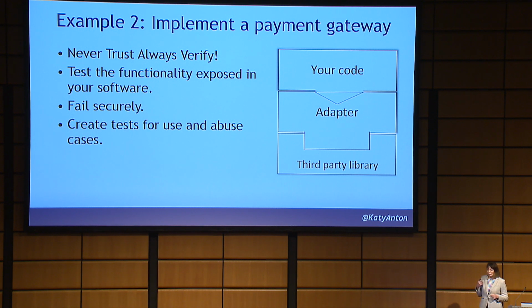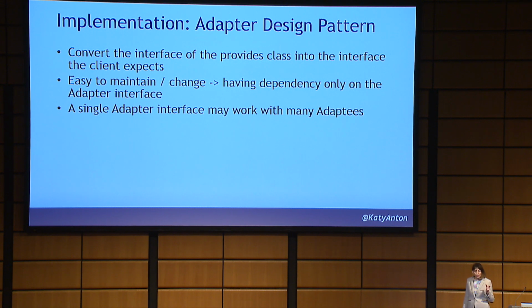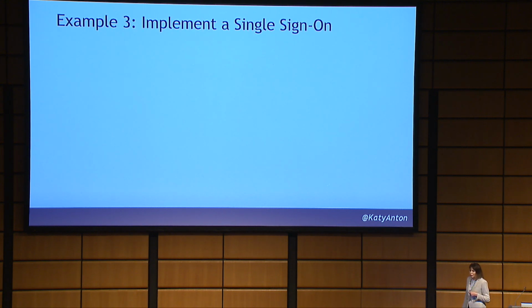So put extra controls into your software, test the functionality that you expose into your software, implement test cases for both use and abuse cases to give your software the mechanisms to protect against possible identified attacks. So if we are to recap, the adapter design pattern is useful for the scenarios when you need to convert from the provided interface to the required interface of your own software. It is easy to maintain because it has only one dependency, which is the adapter interface, and it can work with many adaptees.